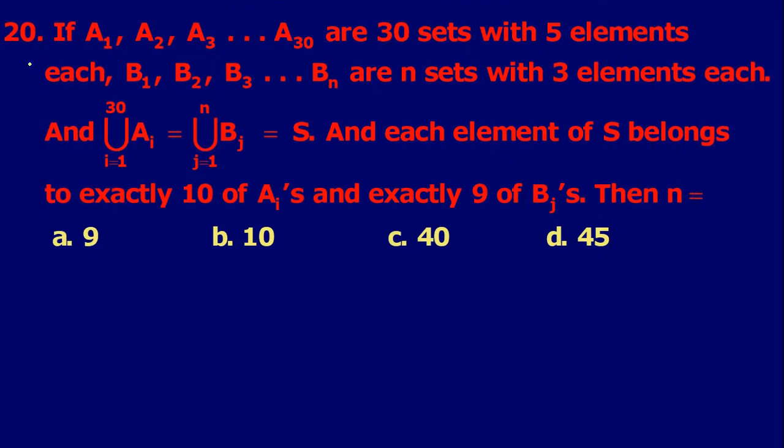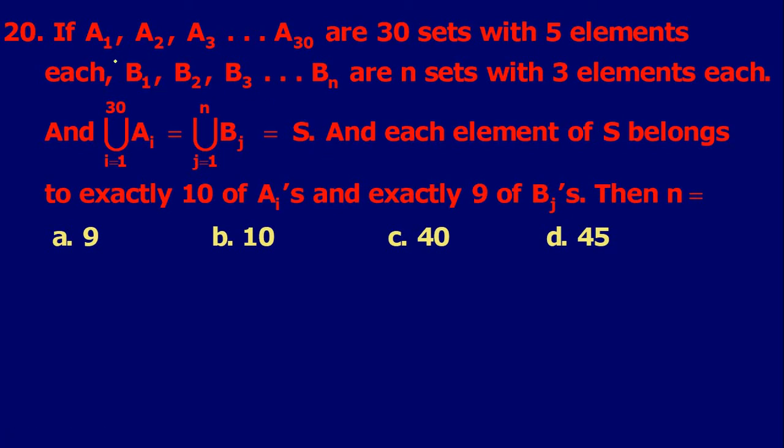So next, question number 20. If A1, A2, A3 up to A30 are 30 sets with 5 elements each, B1, B2, B3 up to Bn are n sets with 3 elements each, and the union of Ai, i equal to 1 to 30, equals the union of Bj, j equal to 1 to n, which is the same as S, and each element of S belongs to exactly 10 Ai's and exactly 9 of Bj's, then n equals what? Here the problem looks complicated, but it is a very easy problem.